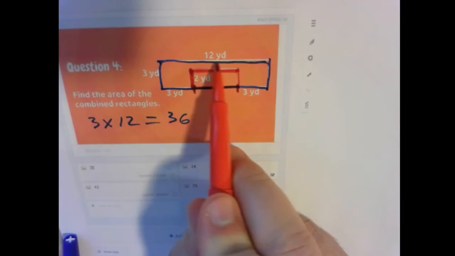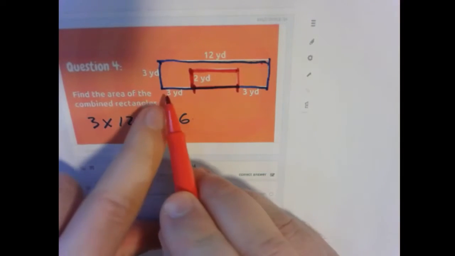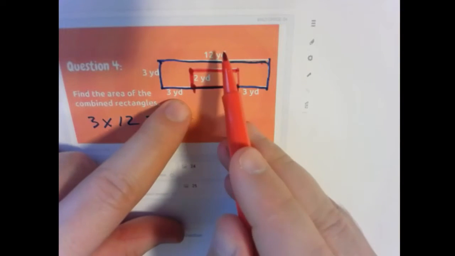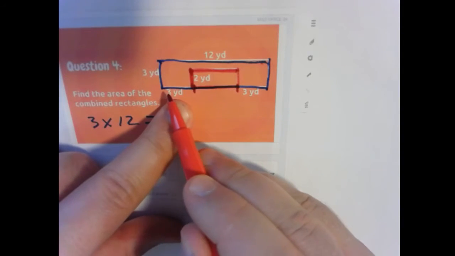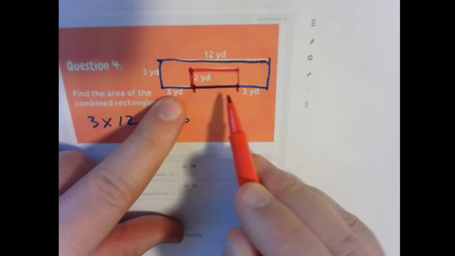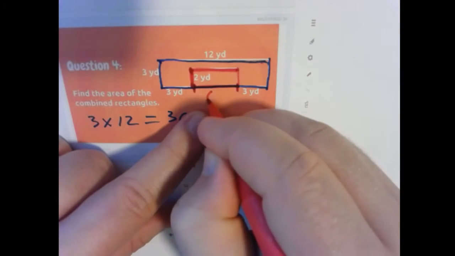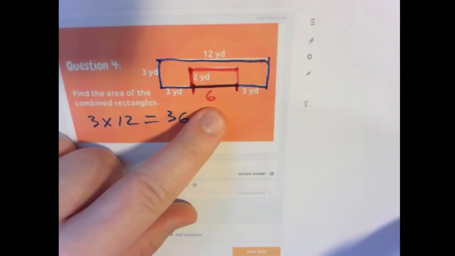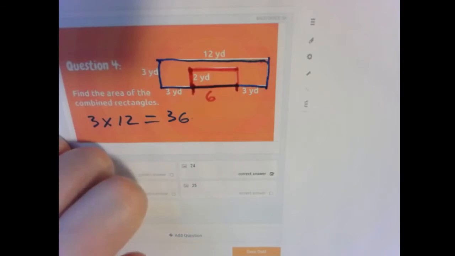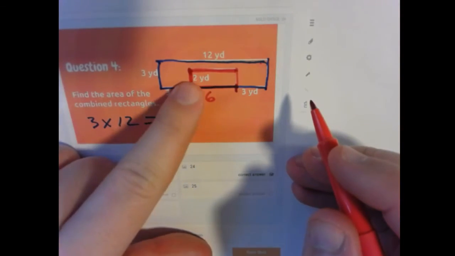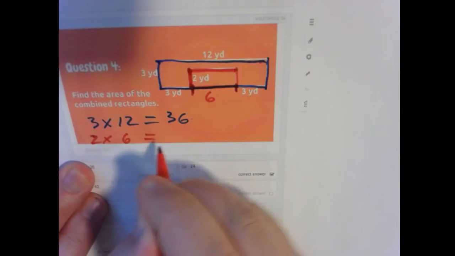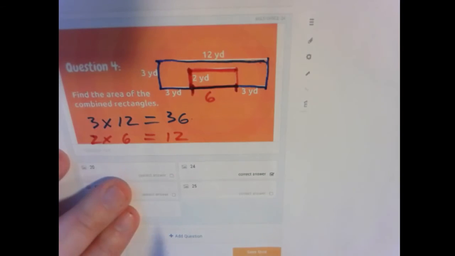Well, this top line is 12, and this bottom base of the overall blue rectangle would also be 12. So what if we did 12, take away 3, take away 3 again? Okay, 12 minus 3 would be 9. Take away 3 again is 6. So that from here to here is 6, right? 3 plus 6 plus 3 makes an overall length of 12. Okay, so we do 2 times 6 to find the area of the red rectangle. And then we find the difference of these numbers.